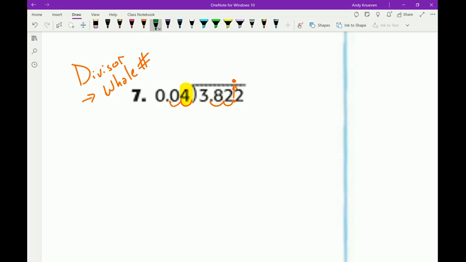4 doesn't go into 3, so we don't even need to write anything above it. But 4 can go into 38. Let's think about that. 4 times 9 is 36, so that would work. So if I put a 9 above the 8, 4 times 9 is 36. I subtract, and we get 2. I'm going to show how I'm bringing down my 2 into the problem. So now 4 goes into 22 5 times. 5 times 4 is 20. I subtract, and we get 2 again.